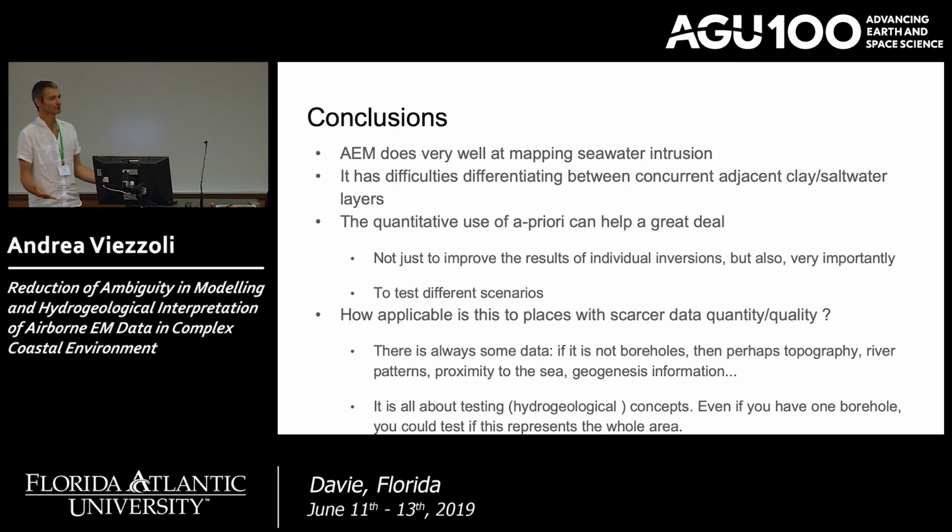Then the next question would be, okay, it's easy to do this in the Netherlands. You've got hundreds of holes per square kilometer. Can you apply that here? I think you can to some extent, because you always have some ancillary information. There always are a few holes. If not holes, you've got topography, you've got rhythm patterns, you've got your understanding of the genesis of the entire system, so you always know something about it. And it is all about testing hydrogeological concepts. Even if you had just one hole, you could test if what came out actually represents the results of the whole area. So this is it.